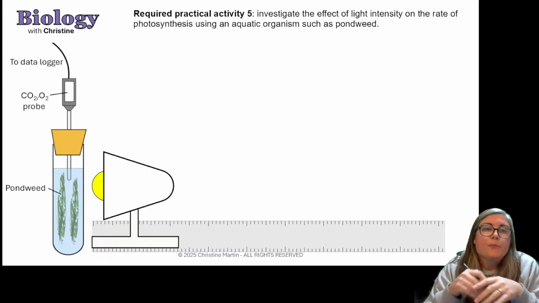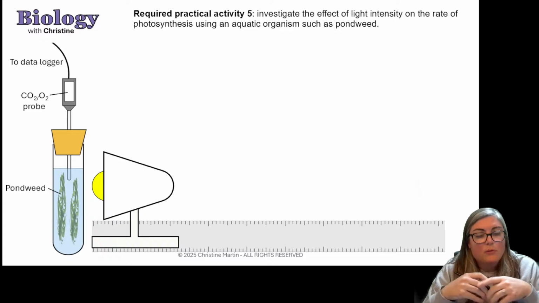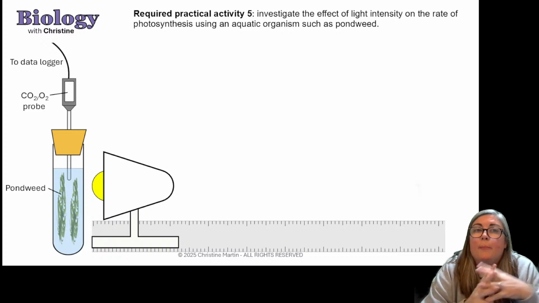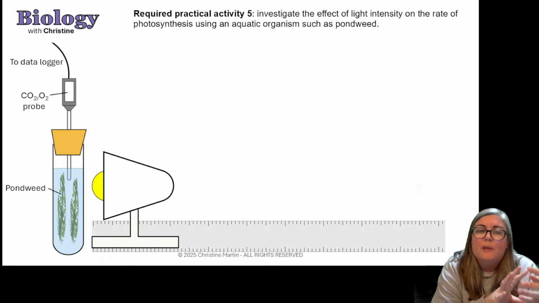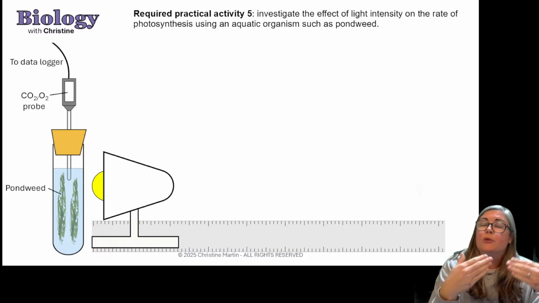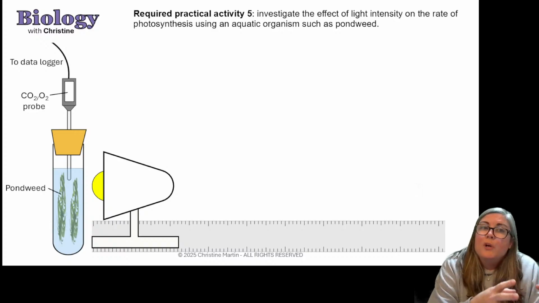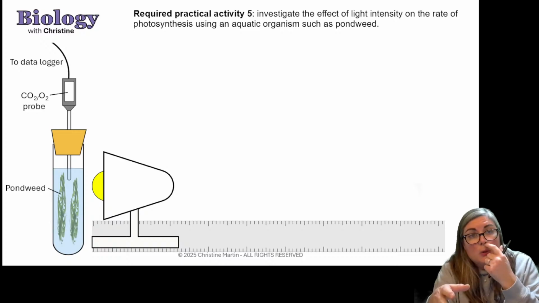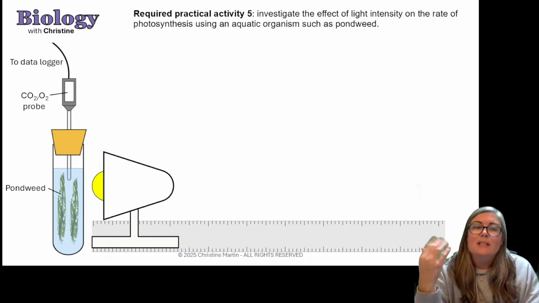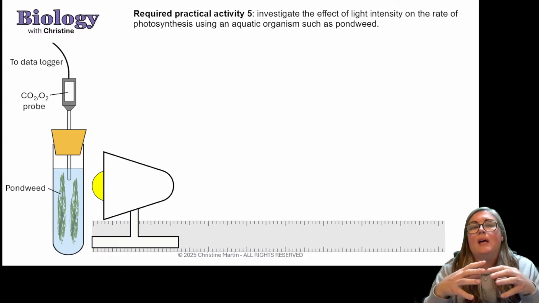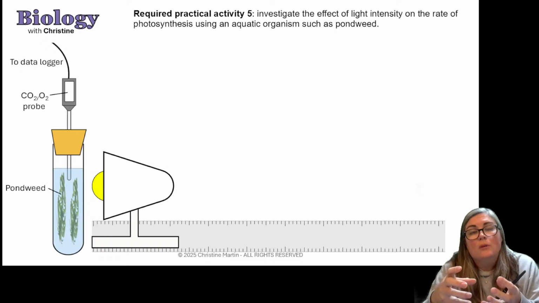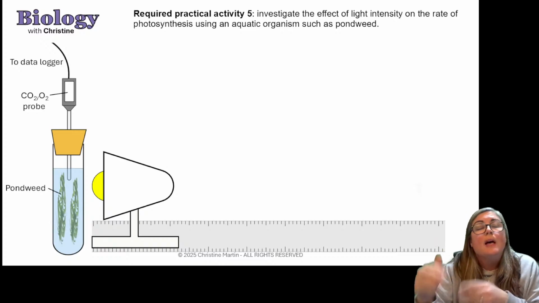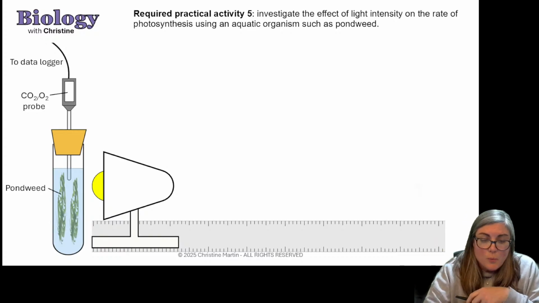Let's get started. One of the required practicals that you have to know about when it comes to biology for GCSE is required practical activity 5: investigate the effects of light intensity. I spoke about photosynthesis last week, and you should know the equation where you have your water and your carbon dioxide. Light is absorbed by the chlorophyll molecules, and that light energy is used for the reaction, which is going to produce our glucose and our oxygen as our waste products.